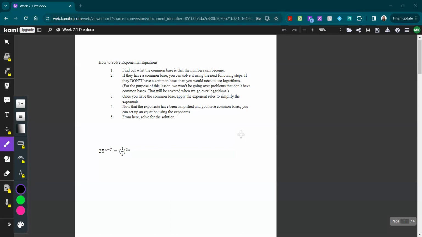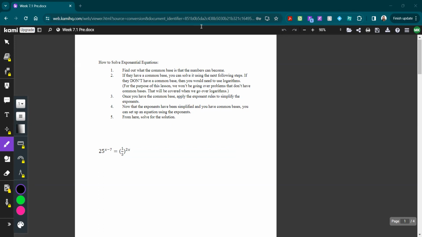All right. Now, let's say you do have a common base. Once you change those numbers to a common base, you want to apply the exponent rules to simplify the exponents. And we'll see how we're going to do that in a second. And then your fourth step is, once you have simplified all the exponents and you have a common base, you can set up an equation using the exponents.